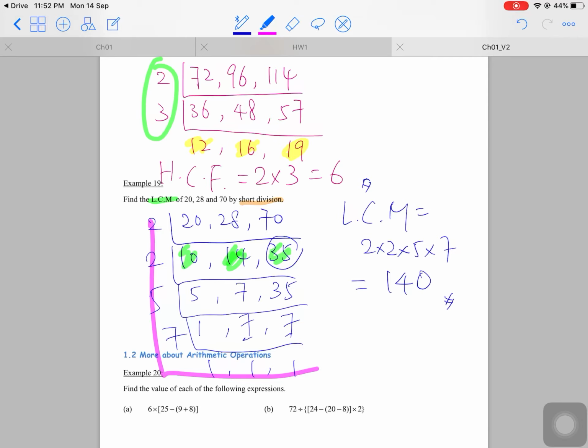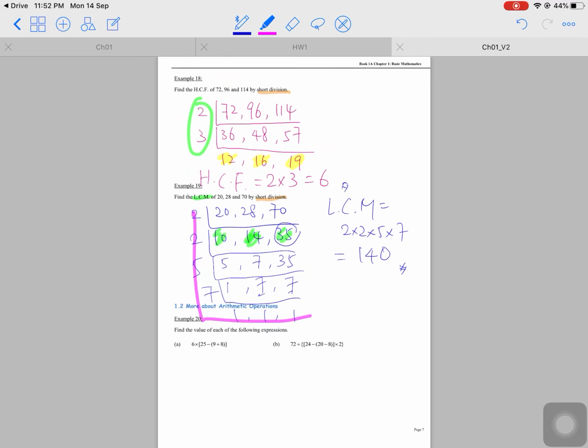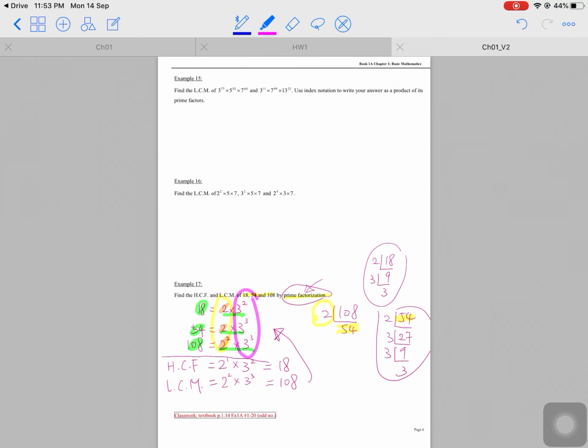So that is the difference between short division and prime factorization. You need to look at the question carefully to see whether you use the correct method. For today's lesson, you finished these three examples. Then the classwork you need to do is as stated here. You need to do this classwork as well and upload to Lolio Note.